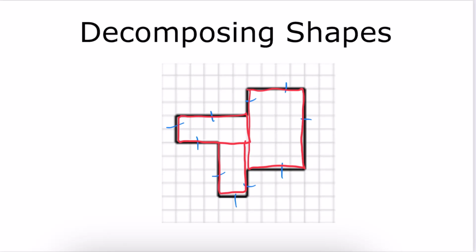So remember, with shapes, there's always lots of different ways you can decompose it. The side length one was more of a one-dimensional decomposition because I was just looking at the different sides and how many there were. But you can have a two-dimensional decomposition where you're looking at how much flat space is inside the shape and what simpler shapes compose that shape.